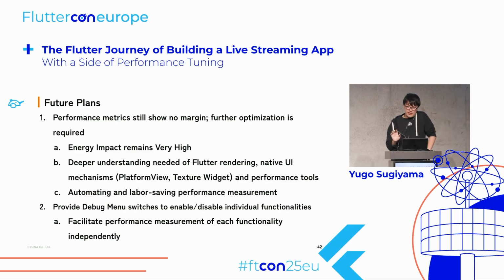And of course, a deeper understanding of performance measurement is also important. To be honest, I'll be running these tools myself, and using them more effectively would require quite a lot of learning. I also want to try automating and labor-saving performance measurement. Since the application has many functionalities, I want to add a debug function to switch features on or off, making it easier to test their performance. This approach allows us to isolate how much resource each functionality consumes and continue driving further improvements.